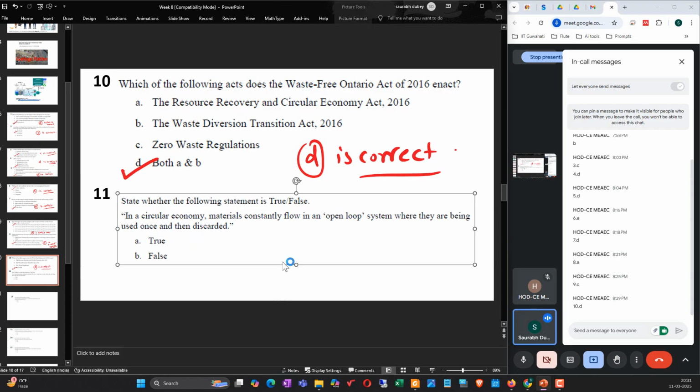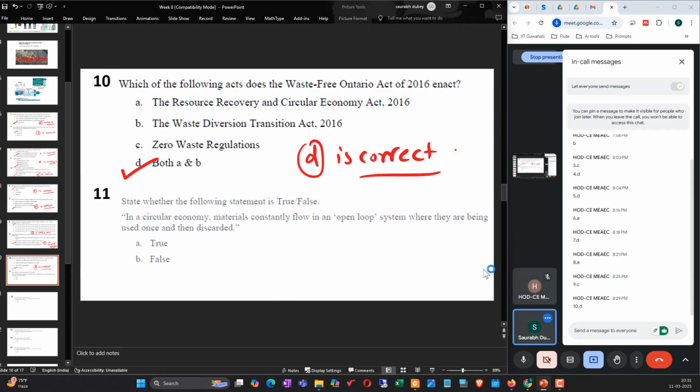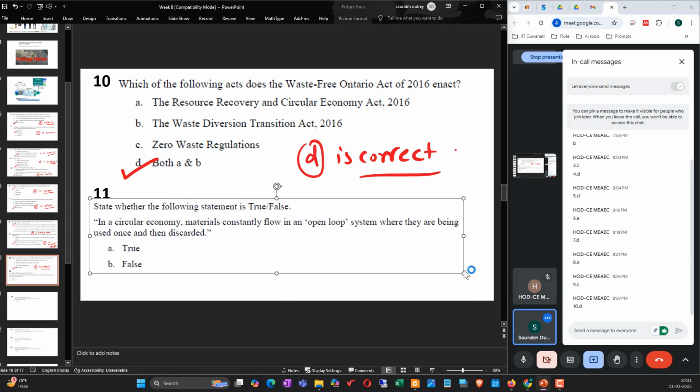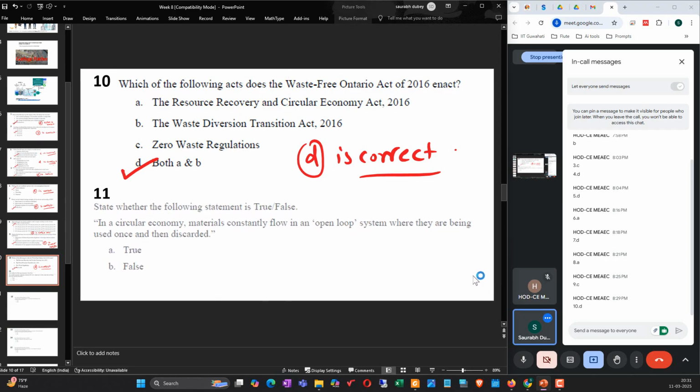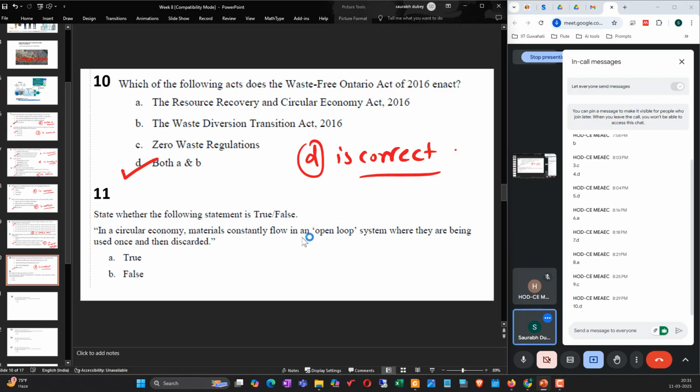The next question, please attempt. State whether the following statement is true or false. In circular economy, materials constantly flow in an open loop system where they are being used once and then discarded.